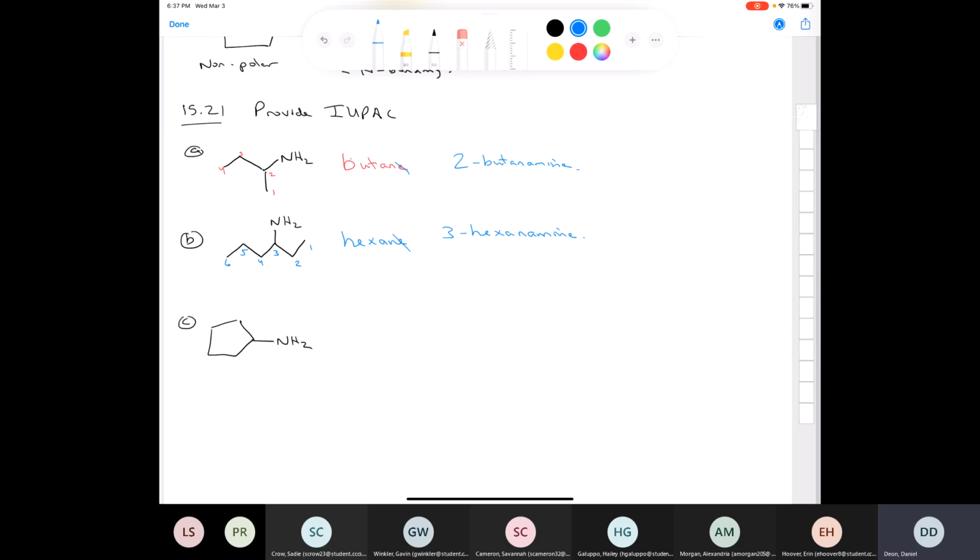The next one, I'll go over it kind of quickly here. The parent is a cyclopentane, right? If you just have a 5-carbon hydrocarbon like this, it is cyclopentane. We do not have to provide a number for the carbon, or a locant. We don't have to call it 1-cyclopentanamine because if there's only one substituent, the carbon is de facto going to be number 1. So we cross off the E, and this molecule becomes cyclopentanamine.